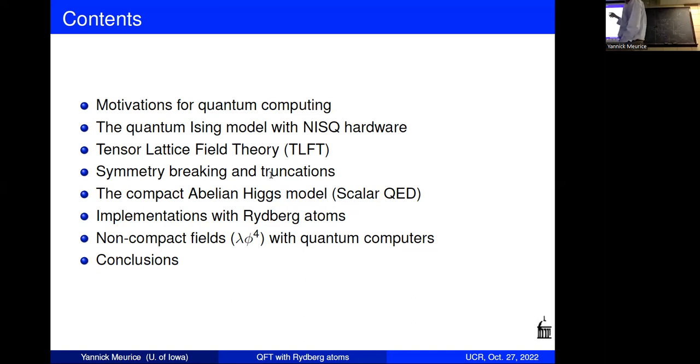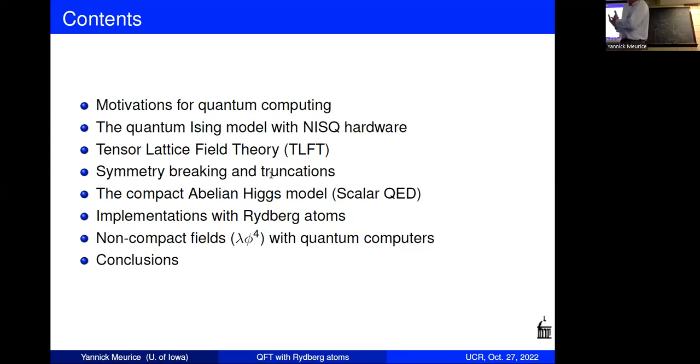Then I will discuss the question of symmetry breaking and truncation in these formulations. So this formulation has, in general, when you have a continuous field, infinitely many modes and you need to truncate. And I will show that it doesn't break the symmetry. And then I will introduce the compact abelian model, which is a scalar QED. And it's just a compact field. So the radial field is actually not there. It's just the Goldstone mode that is coupled to the gauge field. They are both compact. So that's what I call the compact abelian model.